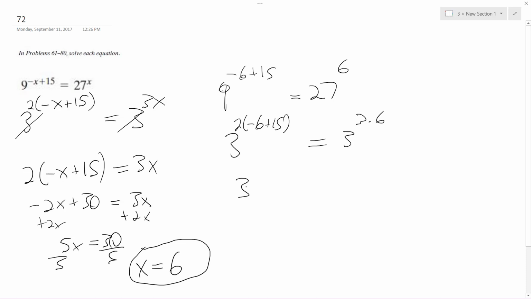So this becomes 3 raised to the negative 12 plus 30 is equal to 3 raised to the 18. So these are both 3 raised to the 18, which is a very large number. But that's how you solve that, and x equals 6 is the solution.